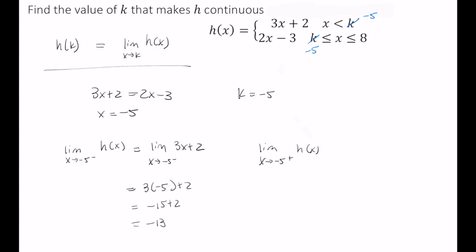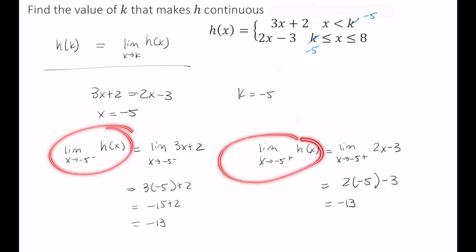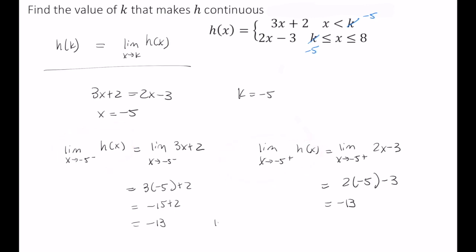Now let's go ahead and evaluate the limit as we approach -5 from the right-hand side. Now that we're done from the left, this is the limit as x approaches -5 from the right of 2x minus 3. And again, applying direct substitution, we get 2 times -5 minus 3, or -13. Since these two left-hand and right-hand limits coincide, we know that the limit as x approaches -5 of h of x equals -13.